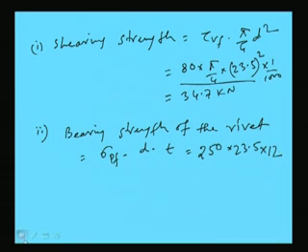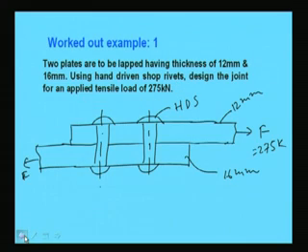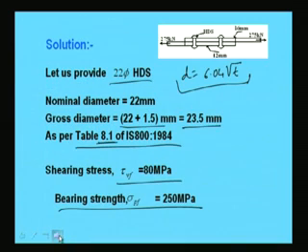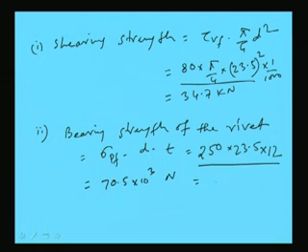Now, two thicknesses have been given: one is 12 mm, another is 16 mm. We will consider the weaker one, the lesser one, 12 mm, because 12 mm will carry less strength. So, failure will be first on the 12 mm plate, and we are going to calculate on that basis. So, this will come 70.5 into 10 cube Newton, that means 70.5 kilonewton.